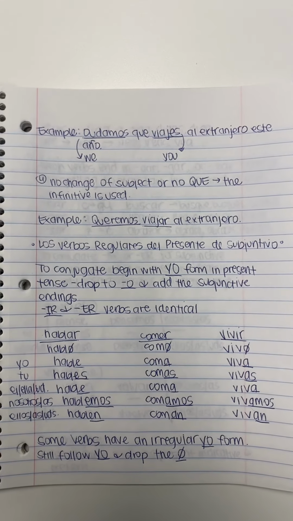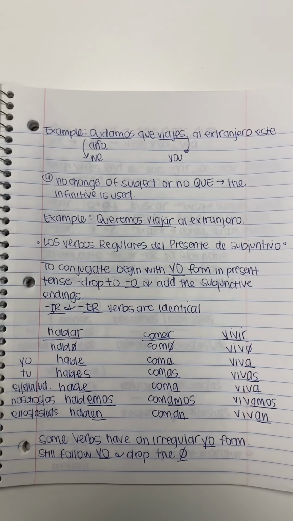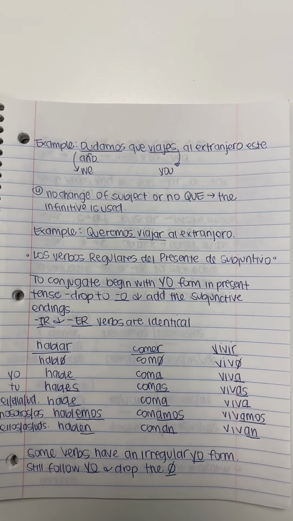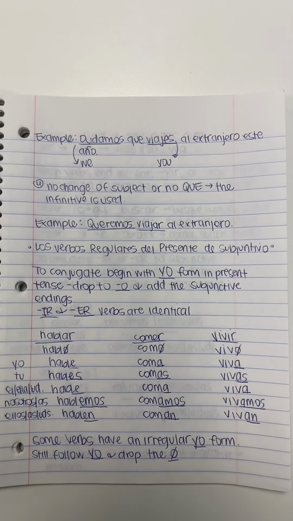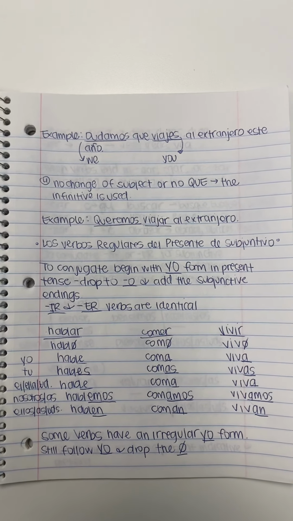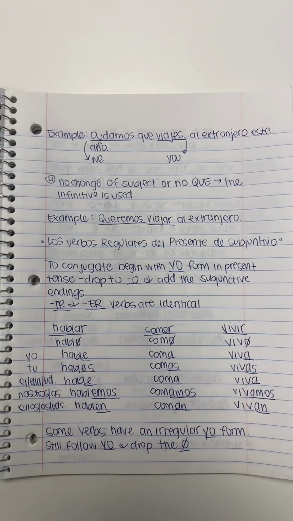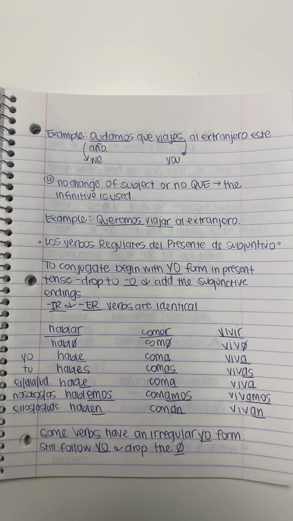And then it also can be used when there's no change of subject, or no que. It's the infinitive instead of the subjunctive. So "Queremos viajar al extranjero." And then we were given regular present subjunctive verbs, and to conjugate, what you do is you conjugate to the yo form, drop the O, and then add the subjunctive endings. And as usual, IR and ER verbs are identical.